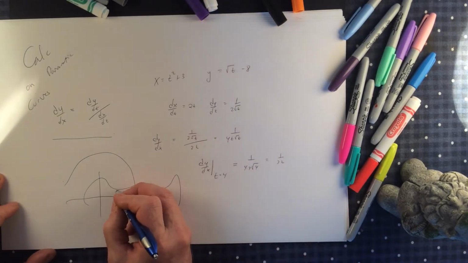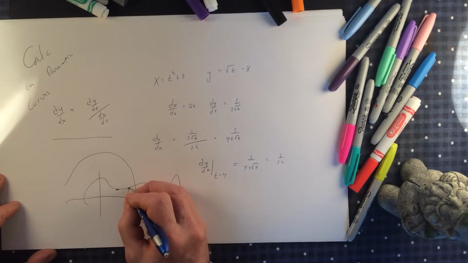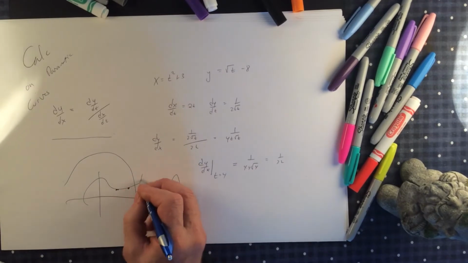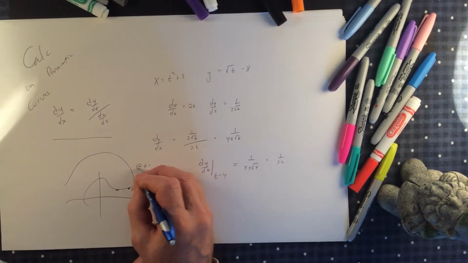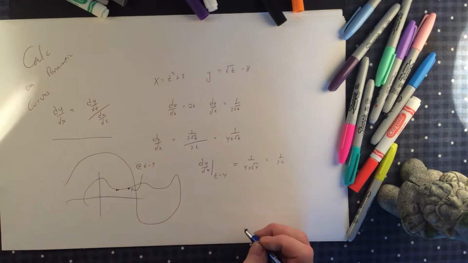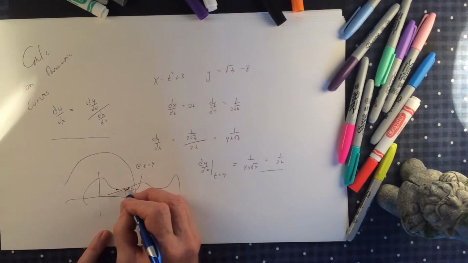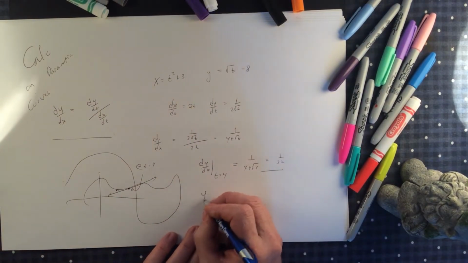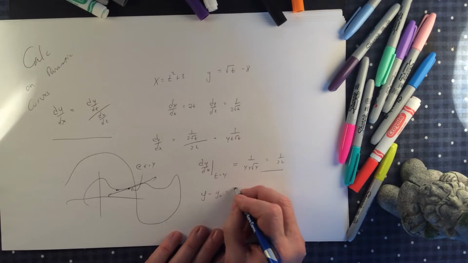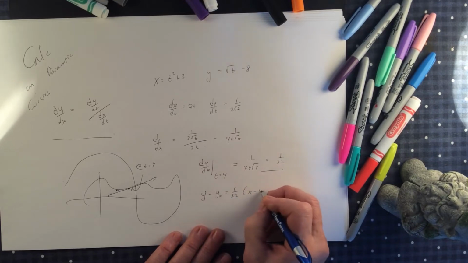So let's suppose that right there is the point associated with t equals 4. Then the slope of this tangent line can be used in the equation y minus y naught equals 1/32 times x minus x naught.